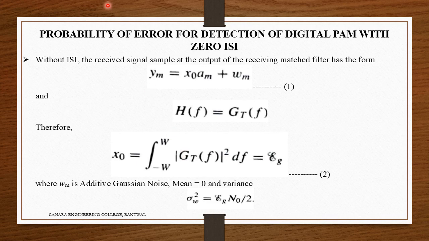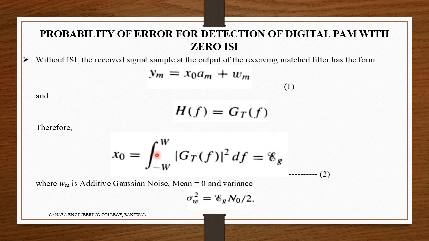In that case, without ISI, the received signal sample at the output of the receiving matched filter has the form ym is equal to x0 am plus wm. So this is the condition for zero ISI. In lecture 3 we derived this one. So x0 am plus wm is the condition we have derived for zero ISI, and H of f is equal to GT of f.